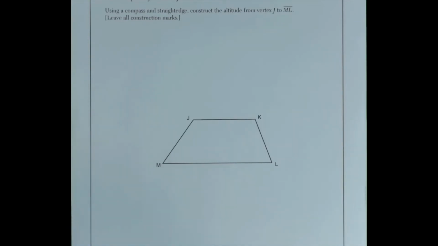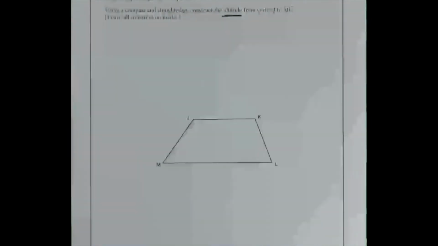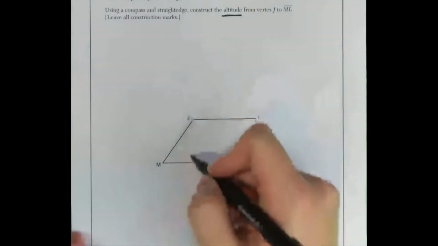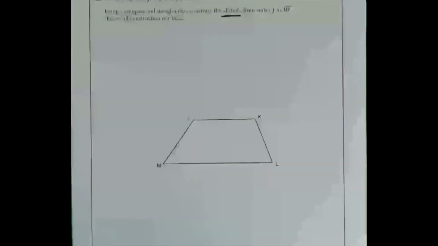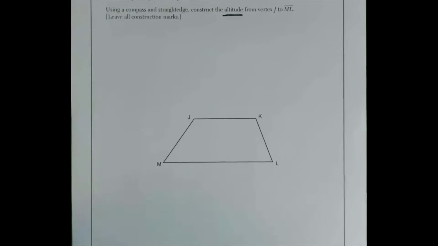So, the question says, given trapezoid JKLM with JK being parallel to ML, using a compass and straight edge, construct the altitude from vertex J to line ML. Leave all construction marks. So remember that by definition, an altitude is perpendicular to its base. So our goal is to create a line passing through J that's perpendicular to line ML. Well, how do we do that?